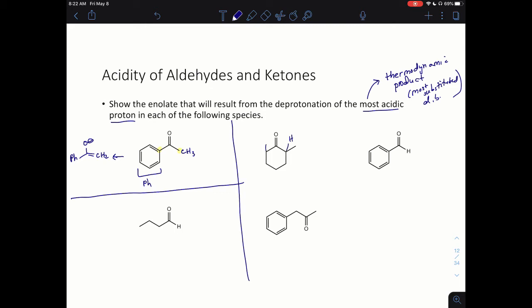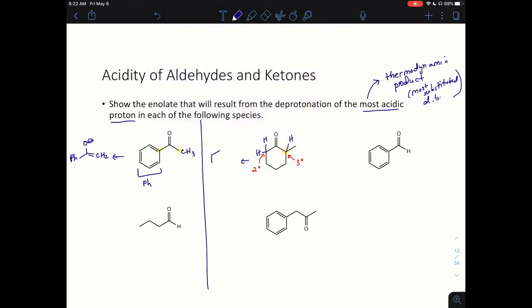Now the next one, we do have two different alpha carbons. So we have to decide which one to deprotonate. We're going to deprotonate at the tertiary carbon because that will generate a more substituted double bond than deprotonating here at the secondary carbon. So what we'll end up having is this enolate, not the other one, which I'm going to draw super tiny because we don't see it. So not this one, because it would be trisubstituted versus tetrasubstituted. So we're going to see the tetrasubstituted one.